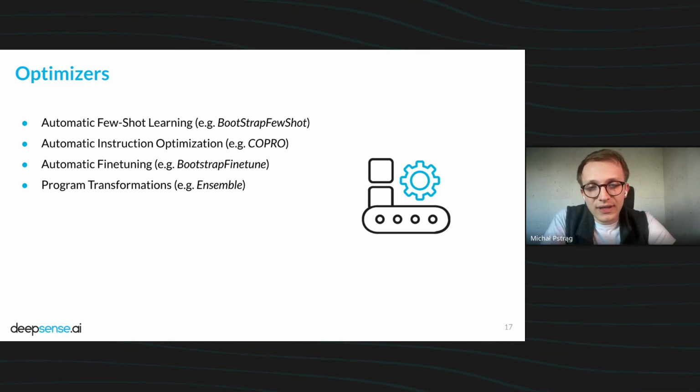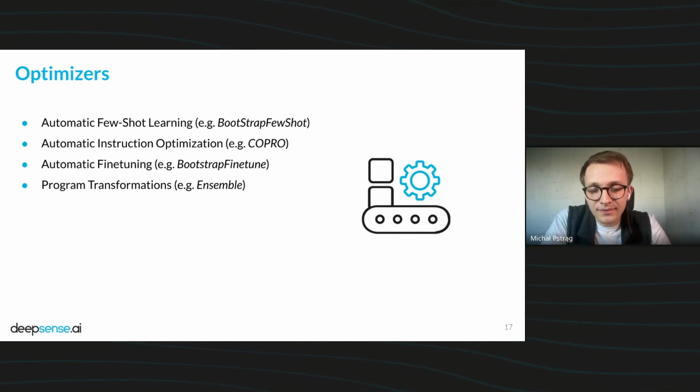So you wrote some instruction in the docstring, and then you want to improve it using a language model. So you have an optimizer for this. It's called COPRO, but there are also other types of optimizers that do this in DSPy.